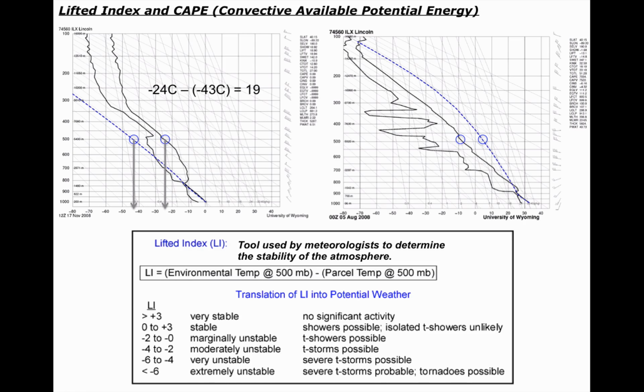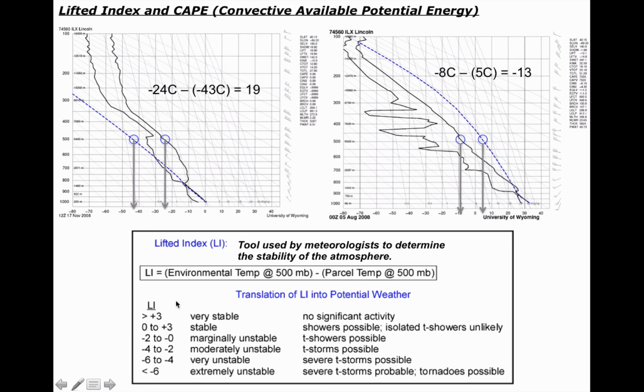Parcel temperature, environmental temperature, where they crisscross, 500 millibars, read them off. Environment first. Right down here, negative 9, negative 8, something in that range. Right over here, negative 5. The difference between the two: negative 8 minus 5 is 13. Now look at the chart.